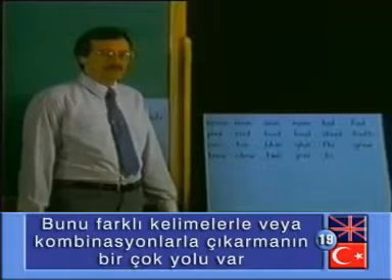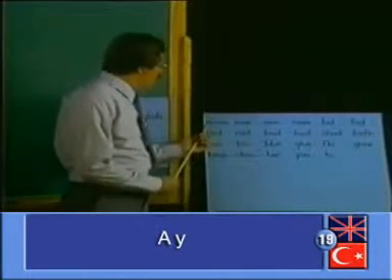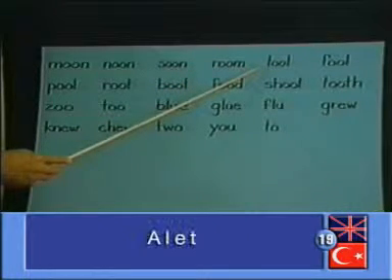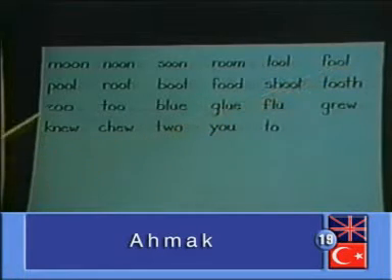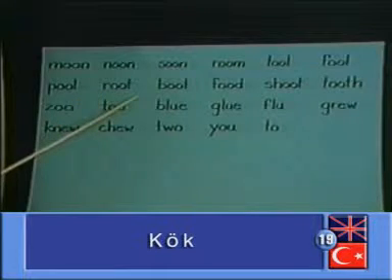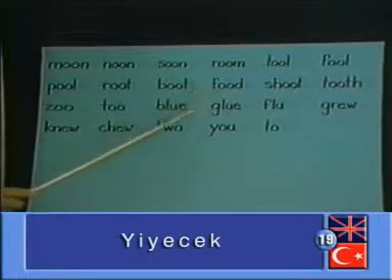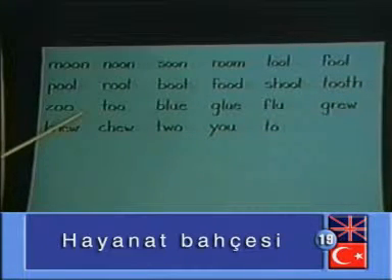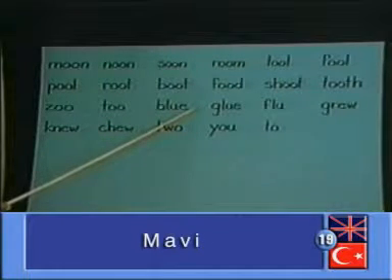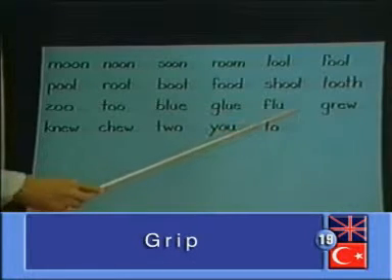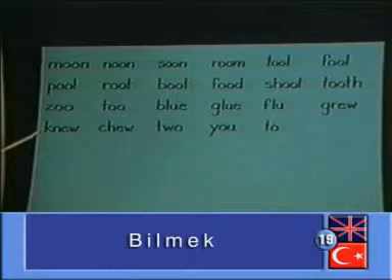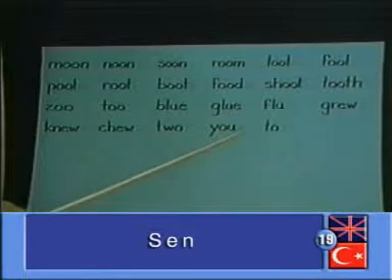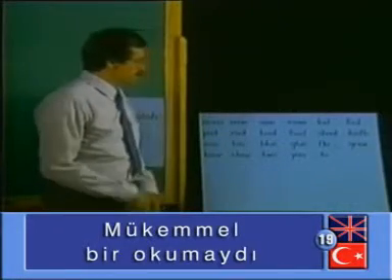The next words we're going to read have the oo sound in them. There's various ways we make these, different letter combinations. Watch. Moon, noon, soon, room, tool, fool, pool, root, boot, food, shoot, tooth, zoo, two, blue, glue, flew, grew, new, chew, two, you, two. Excellent job of reading.